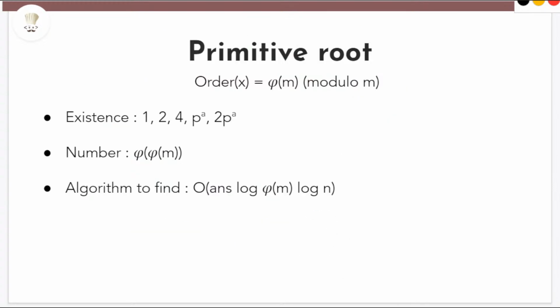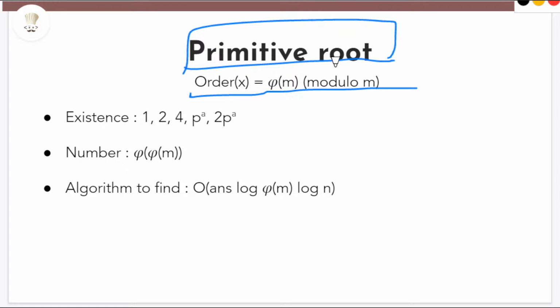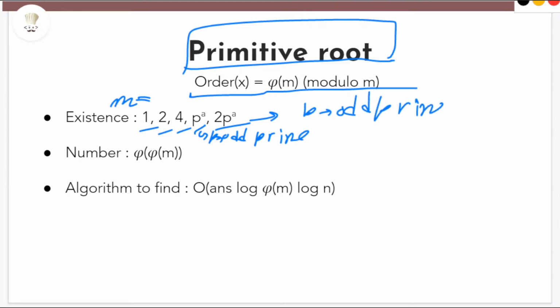So this question of generator is answered by primitive root. Primitive root is just the question that we have been asking about now. Such x's such that order of x is equal to phi m modulo m, that is called a primitive root modulo m. And these primitive roots only exist when m is equal to 1, 2, 4, p to the power alpha, where p is some odd prime, or 2 times p to the power alpha, where p is some odd prime, right? And alpha is any number greater than or equal to 1.